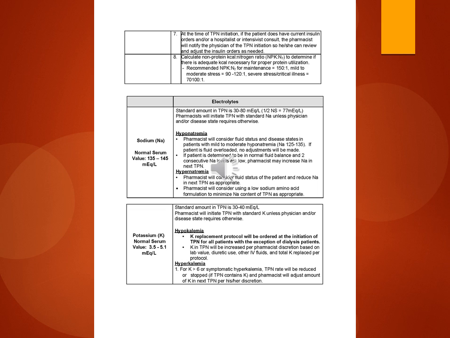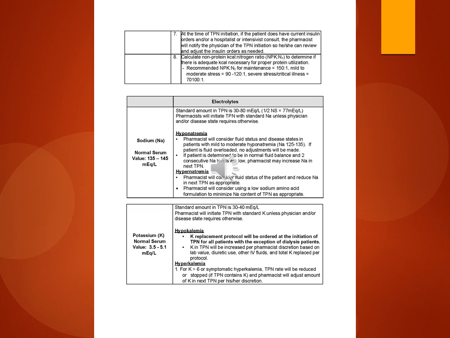70,100, 1. Electrolytes, sodium, Na, normal serum, value, 135 to 145 standard amount in TPN is 3280 mg per liter, 1/2 NS equals 77 mg per liter. Pharmacists will initiate TPN with standard Na unless physician or disease state requires otherwise.